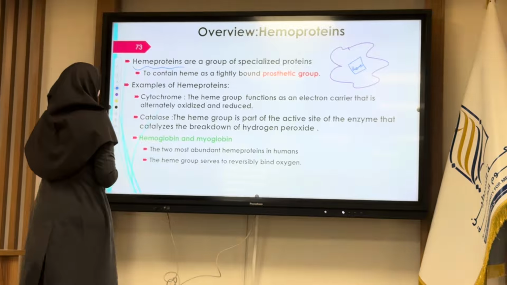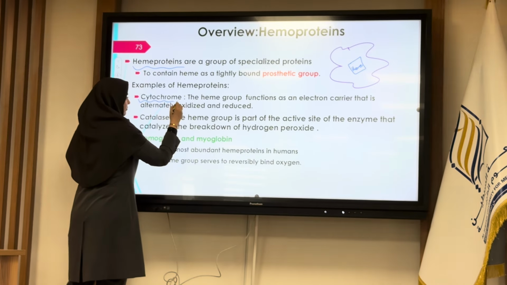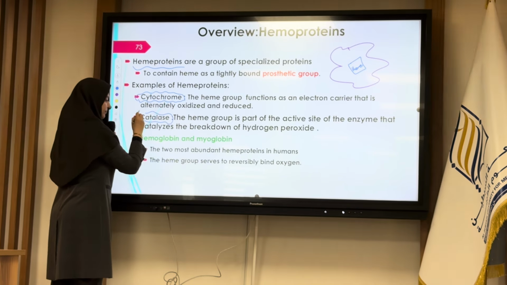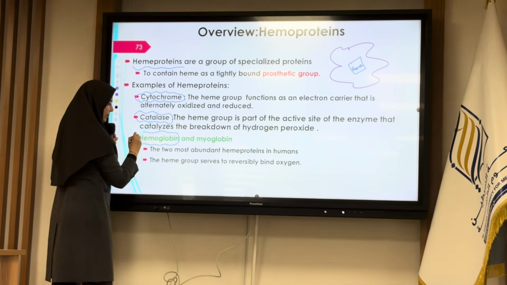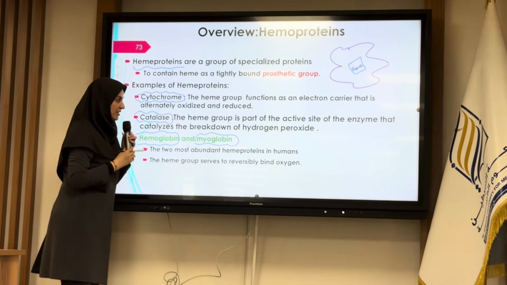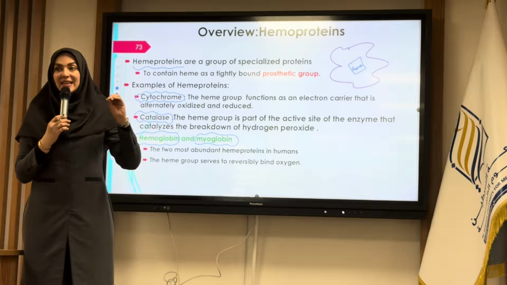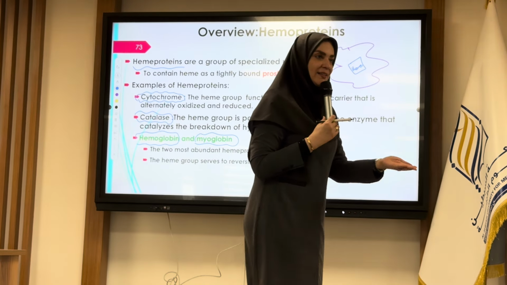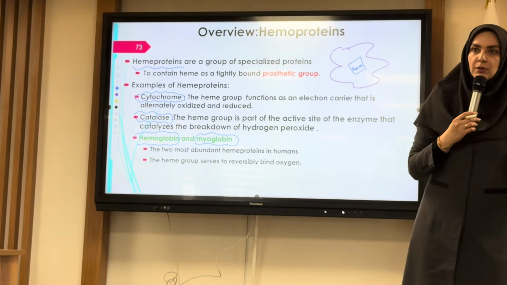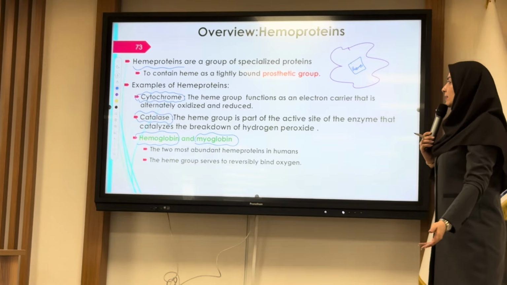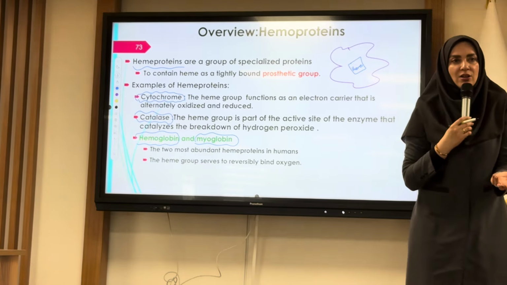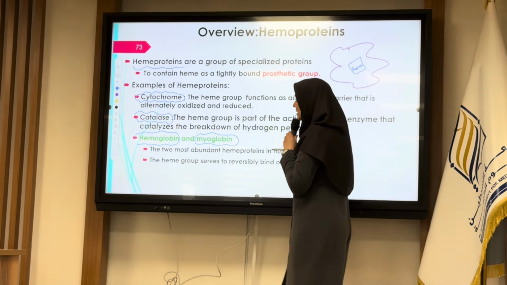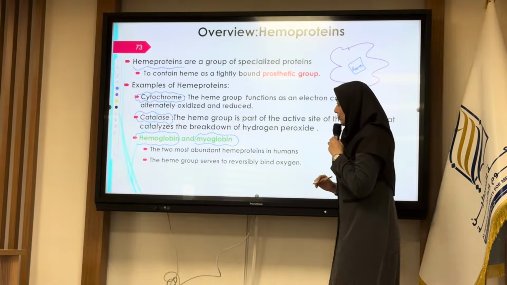Another one is cytochrome. Maybe I ask you about this name. Catalase, hemoglobin, and myoglobin. So the first important point of this slide is the names. For example, maybe I ask you, all of the following are considered hemoproteins: cytochrome, catalase, hemoglobin, elastin. Elastin is not a hemoprotein, okay? So at first you should know what the examples of hemoprotein are.